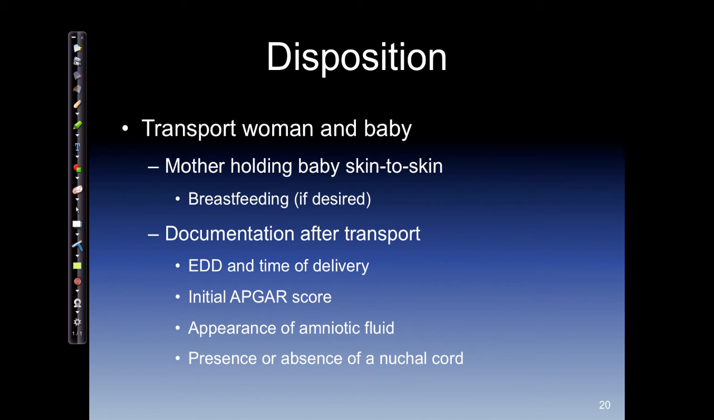As far as disposition goes, transport the woman and the baby, with mother holding baby skin to skin, breastfeeding if desired. Documentation after transport: the estimated date of delivery and the time of delivery, initial APGAR scores, 5-minute APGAR scores if you're still with the kiddo during that time, appearance of amniotic fluid, and the presence or absence of a nuchal cord are all important as far as documentation goes.